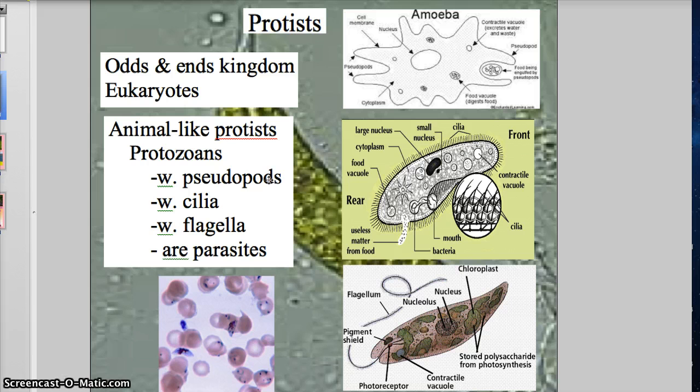pseudopod means false feet. If you were to take a look at this amoeba right here, it has these projections that are sticking out. These are pseudopods. They are false feet. Now what they'll do, here's some food, and they will kind of move the amoeba around, and these pseudopods, or false feet, will surround the food and close, and that's the way the amoeba engulfs its food, with its pseudopods. So some of these protozoans have pseudopods, these false feet, how they move around.